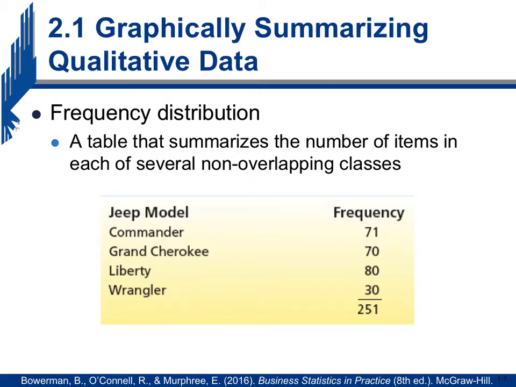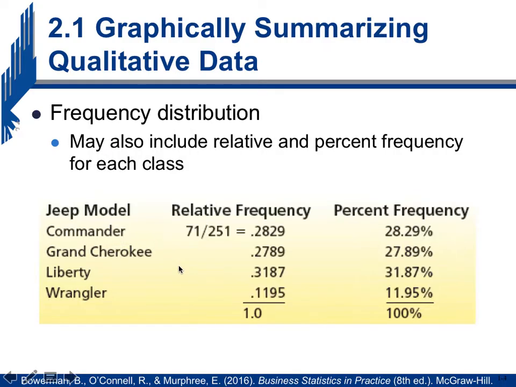And from this frequency distribution, we can make a lot of conclusions, like Liberty had the highest sales, while Wrangler had the least sales, while Commander and Grand almost had similar sales for that year. Now, aside from the actual frequencies of each value, we can also compute for relative or percent frequencies. So we can add these two columns to the frequency distribution.